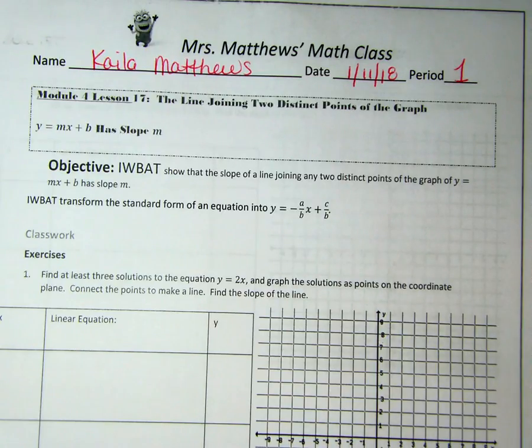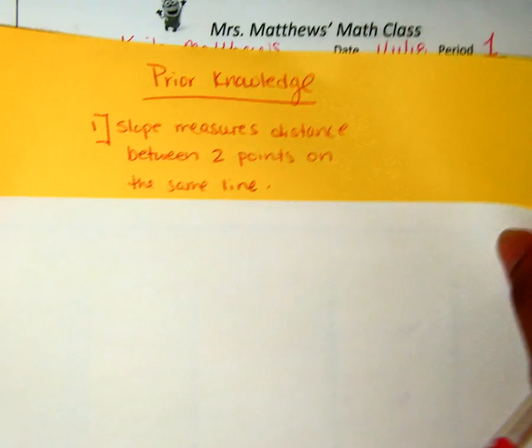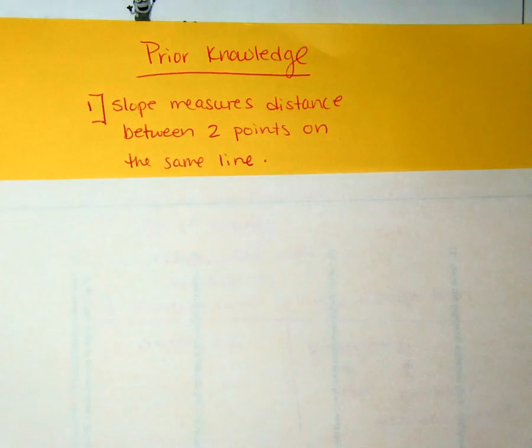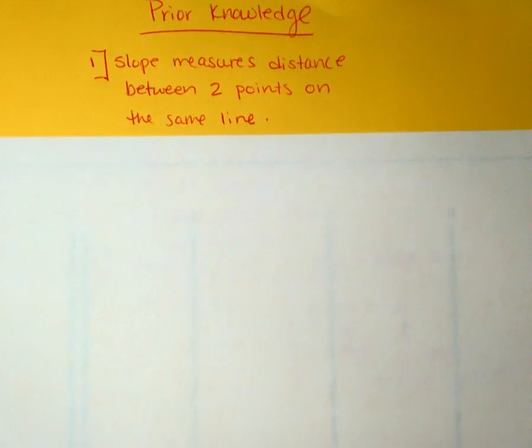All right, let's talk about some prior knowledge we needed to know and a little bit of new information before we get into this lesson. Some things we've learned from previous lessons is that slope measures the distance between 2 points on the same line. So you could be given those 2 points, or you may have to fix your values for those 2 points. We locate a point P and a point R on a line, and then we calculate the distance between them. That's also known as slope.